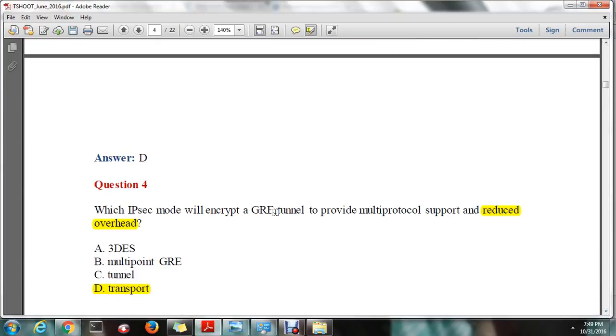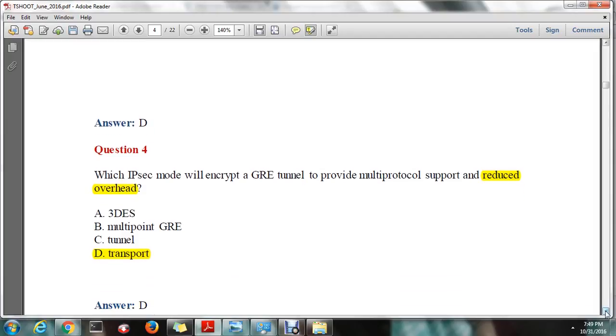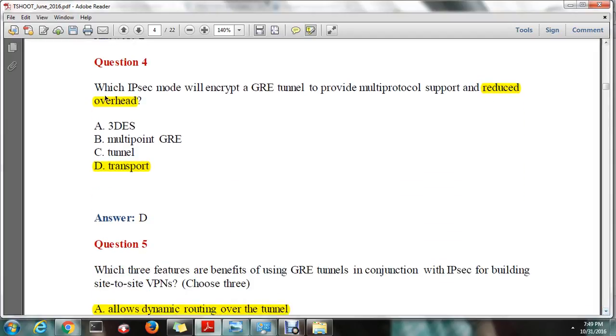Which IPsec mode will encrypt a GRE tunnel to provide multi-protocol support and reduce overhead? Transport mode is used to provide the multi-protocol support and it will reduce the overhead. Okay, tunnel mode will not reduce the overhead, it will add the IP header as well. For more details about IPsec and GRE tunnel, just refer to the Cisco document.